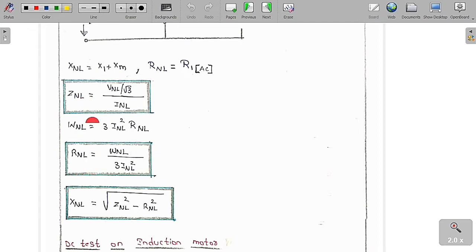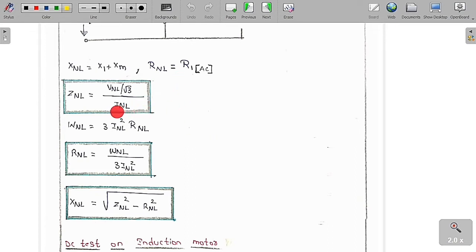So if we know ZNL and RNL, we can get the XNL also, which is the square root of ZNL square minus RNL square. If you know XNL, we can easily get X1 and XM. And if you know RNL, it is nothing but R1 AC. All these things we can figure out. So we can figure out X1, XM and R1 with the help of this no load test.